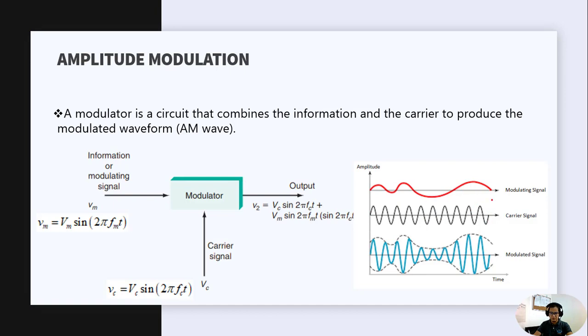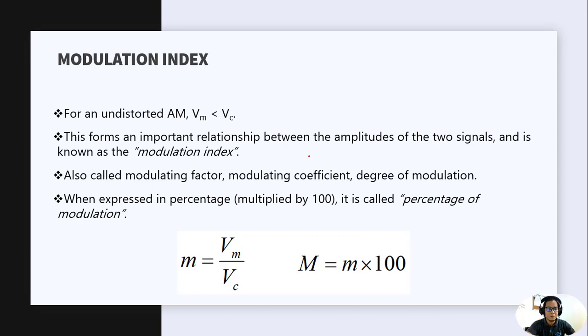Now, if we're going to insert these two sa ating modulator, ganito po yung output niya. Itong kulay blue na trace. So, as you can see, the modulating signal is varying the amplitude of our carrier signal. As a result, if we are going to trace the positive peaks and the negative peaks, we're gonna see the exact shape of our modulating signal. Okay? So, yun. That is our modulator. That is the circuit na responsible for making an AM wave.